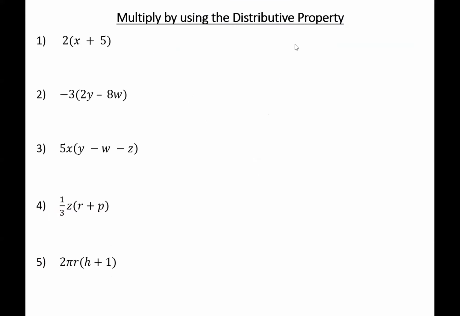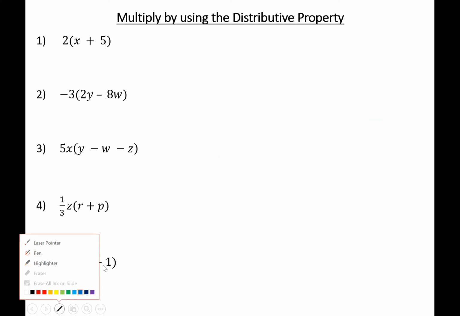All right, so here's our instructions. Multiply by using the distributive property. So number 1, 2, or sorry, let me be clear about that. The 2 is not in parentheses. So 2, then start the parentheses, x plus 5.